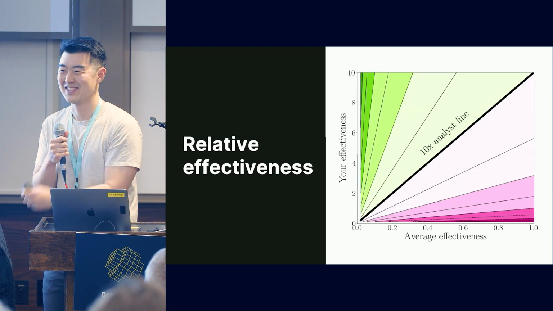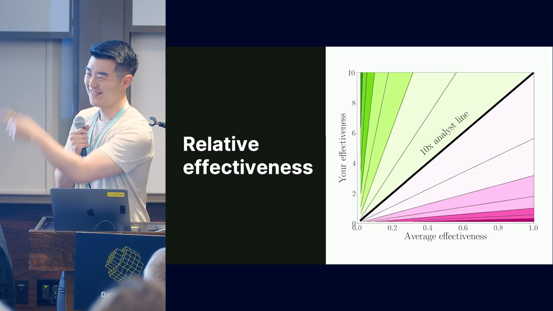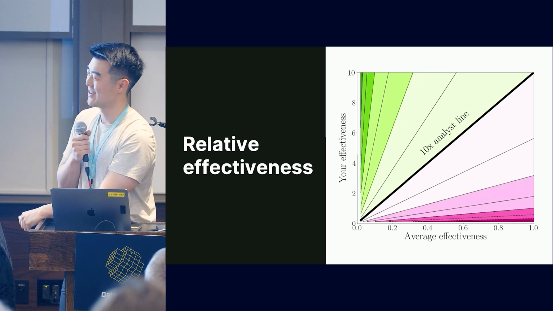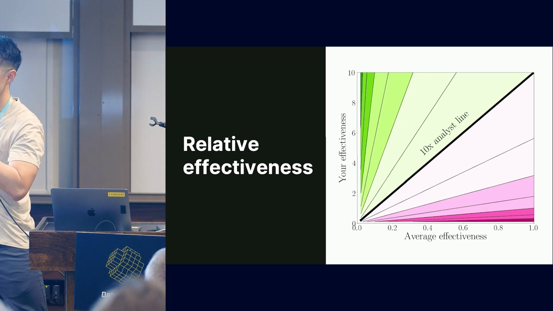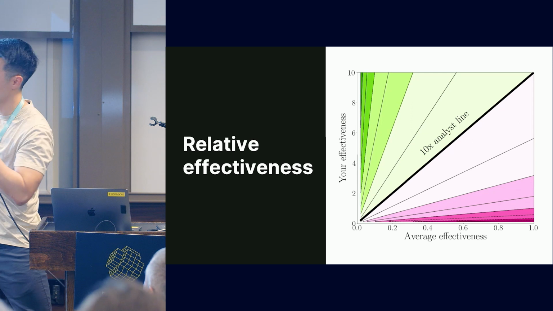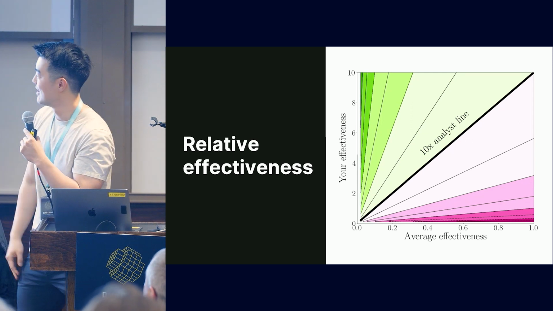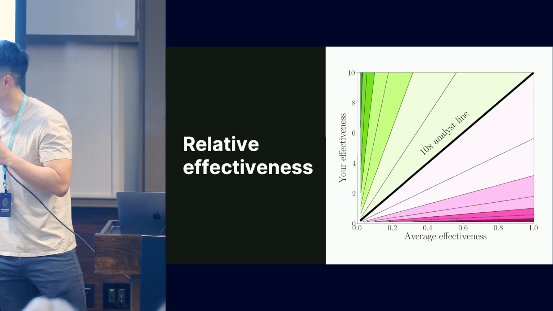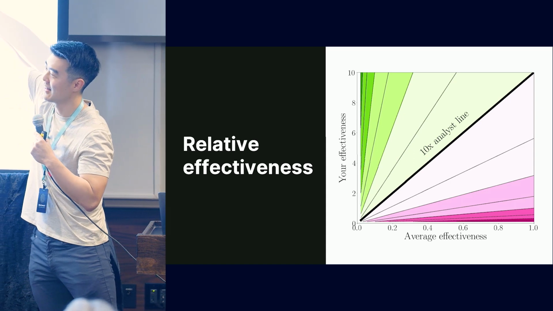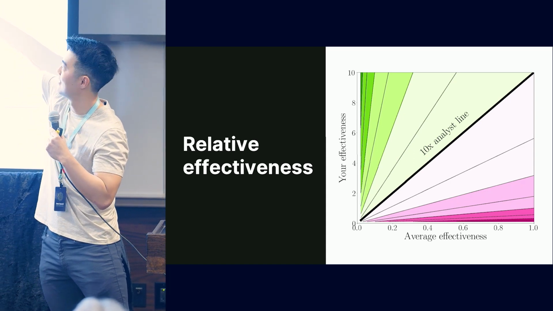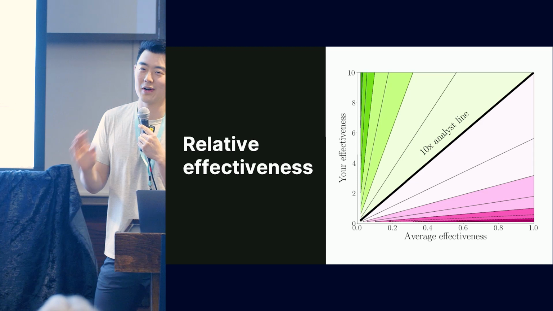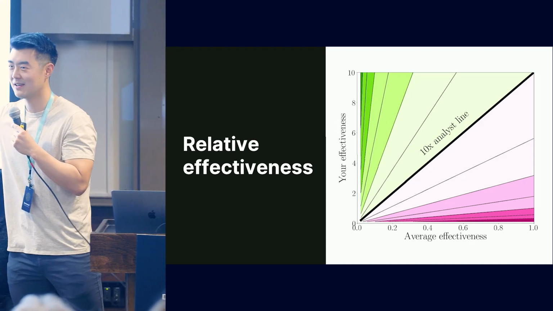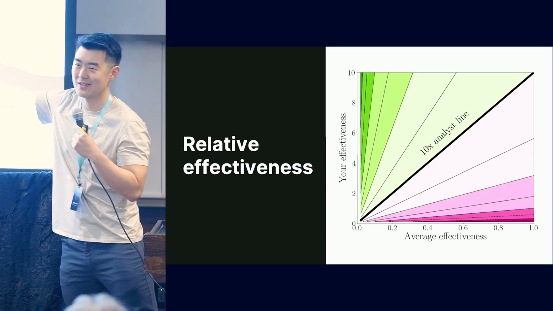Sorry, I can't get through this with a straight face. All right, so your effectiveness is on the y-axis, average effectiveness is on the x-axis, and you have this 10x analyst line, this contour line, along which you have constant relative effectiveness. Notice if you decrease average effectiveness, you yourself have to be less effective commensurately, making your job easier. So even if you don't want to sabotage your team, you still should, because it'll make your job easier.